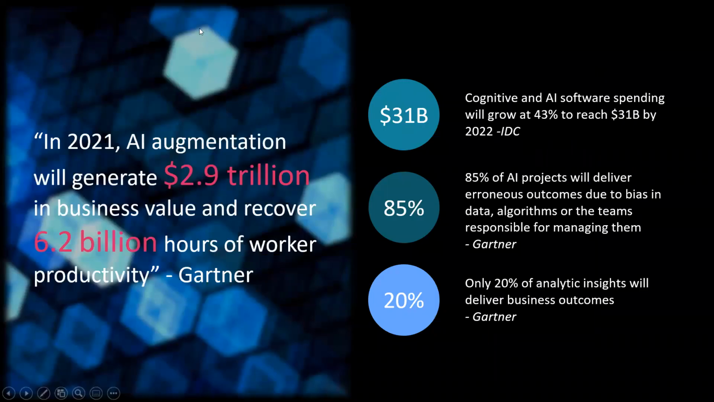All right, so again, from a high level, in 2021 AI augmentation will generate $2.9 trillion in business value and recover 6.2 billion hours of worker productivity, from Gartner. So AI, we've been hearing it for years, but it's really spun up the last year or two. So artificial intelligence: not just what you think, but what the system thinks. What can the system generate for you? And you're starting to see it all the time.